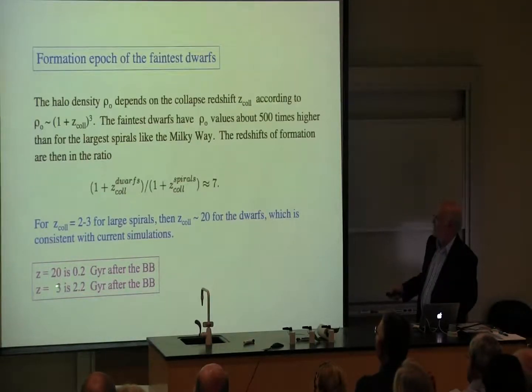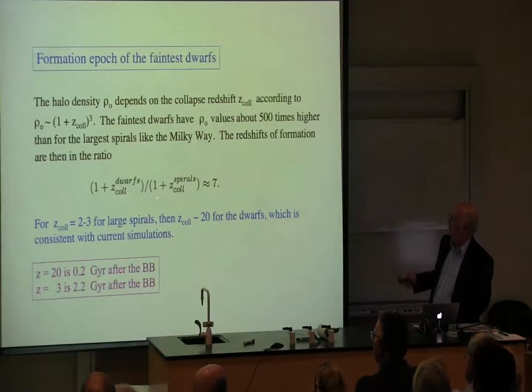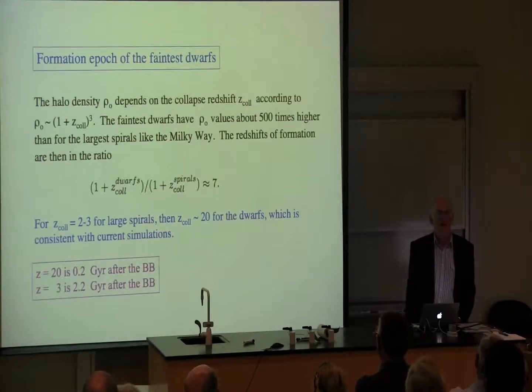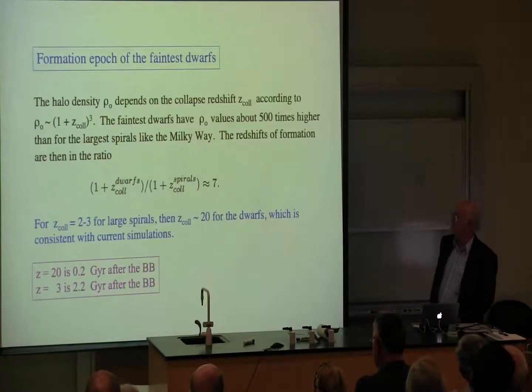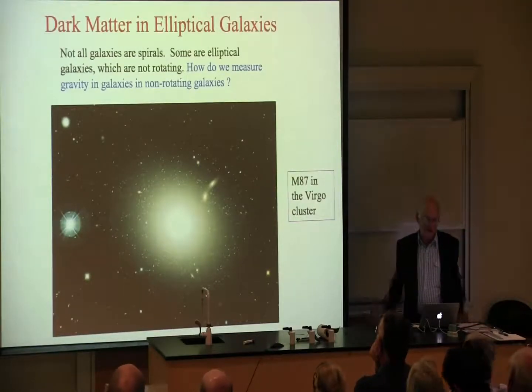Now 2 or 3 means something between 2 and 3 gigayears, billion years after the Big Bang. Life of the universe, 13.6 to 13.7 billion years. So this is quite early. The redshift of the little galaxies forming is around 20. It's consistent with the simulations that we have at the moment, and it means those little guys formed only 0.2 of a gigayear, about 200 million years after the Big Bang. So very shortly after the Big Bang, these guys fell out, and they were pretty much the first galaxies to form.